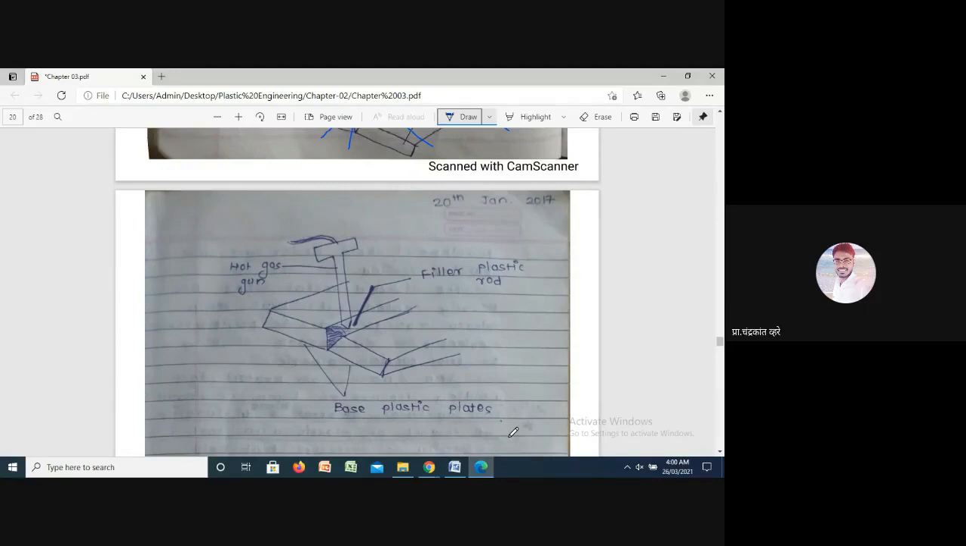Now just draw this diagram regarding the hot gas welding process. Draw it fast. Take 1 minute, and within 1 minute just draw this diagram.